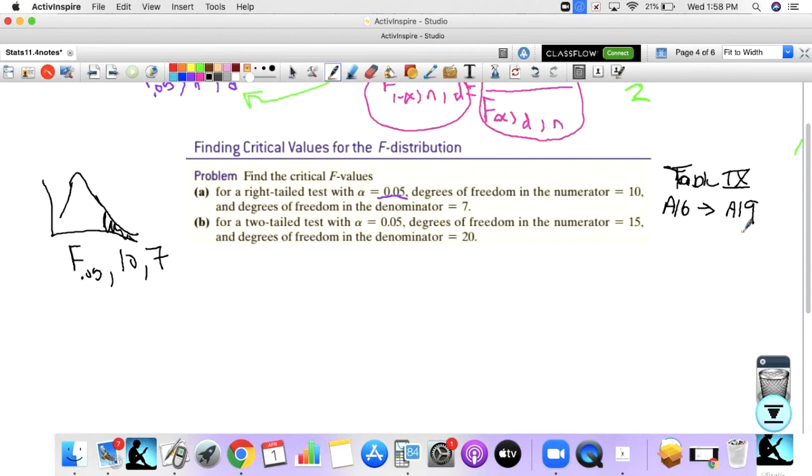Each of those corresponds to a specific area in the right tail, listed towards the left-hand margin. So we have 0.100, which is the same as having an alpha of 10%. Right underneath that, it says 0.050, and that is what we're looking at here, right? Because they're telling us we need to do an F of 0.05. So I'm going to go 10 degrees in my numerator, 7 degrees in my denominator, and then look over to where 0.050 is. It is 3.68. So my critical value here is going to be 3.68.